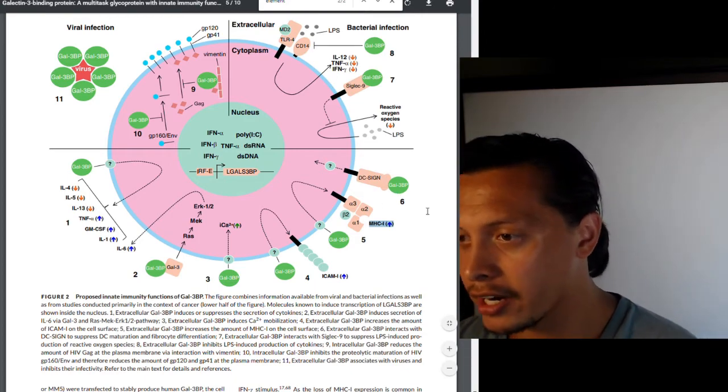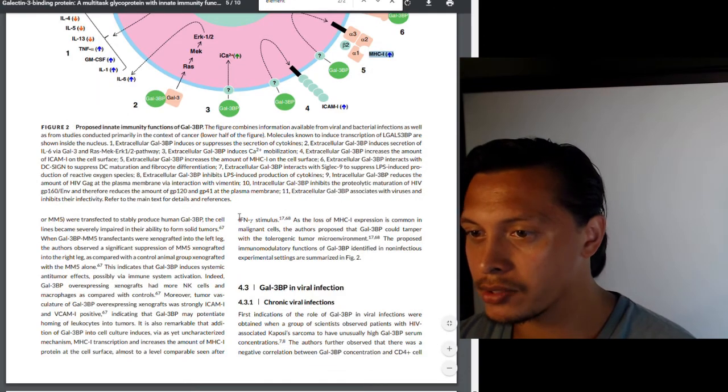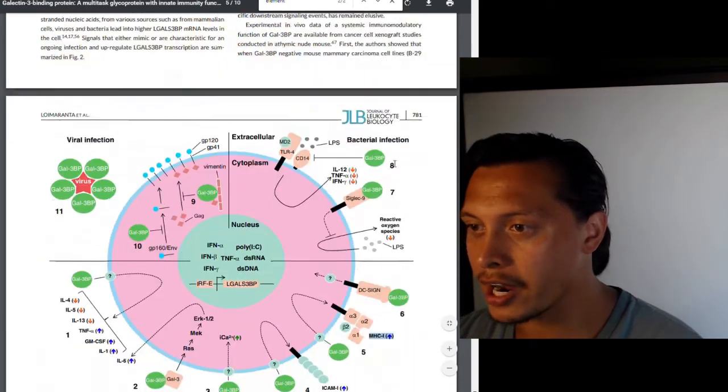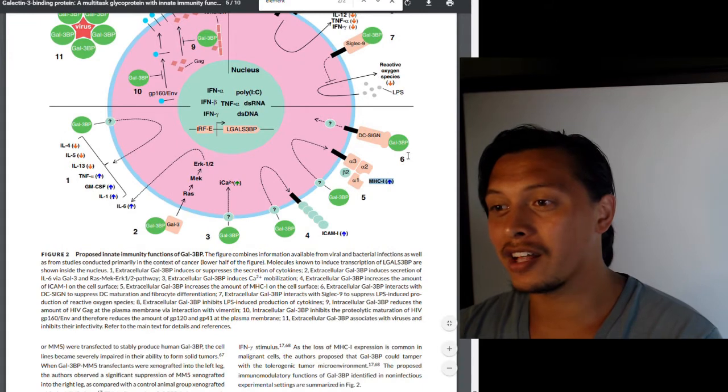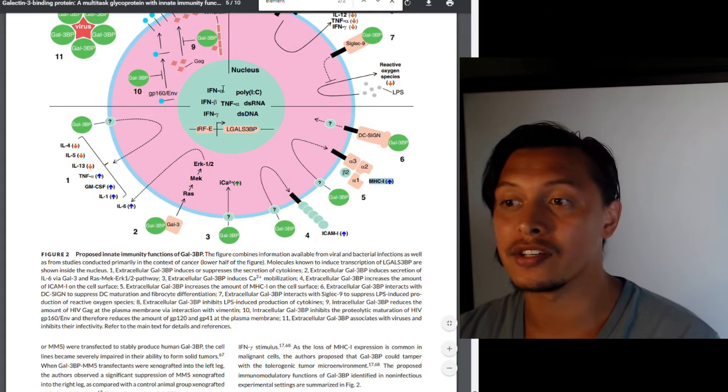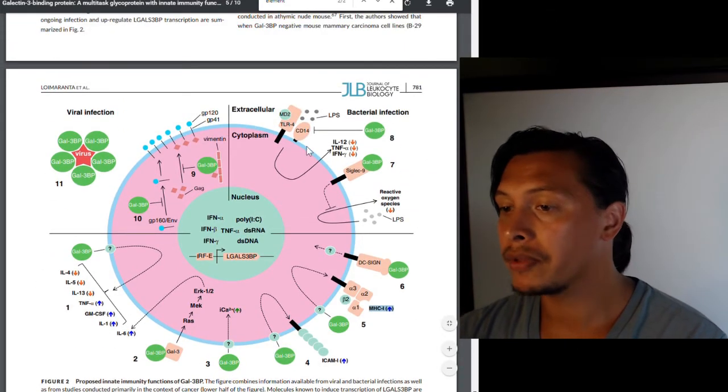We also have DC-SIGN, which I forgot exactly what that was, but I'm getting a little tired of reading. Just know that the Galectin-3 binding protein can interact with it and then cause some sort of downstream signaling.